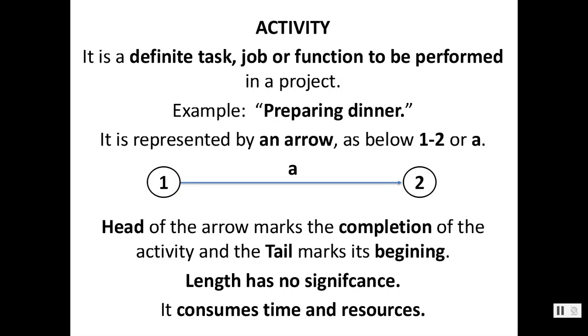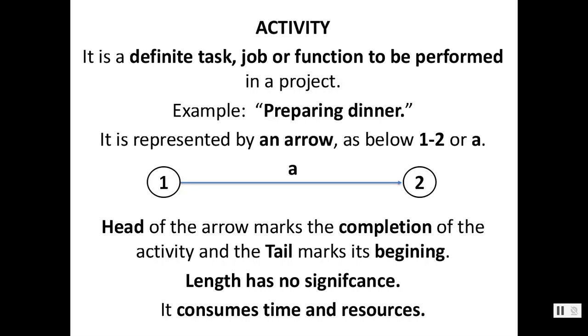Similarly, constructing a wall. The wall is under construction. Work is going on. Of certain width, length and height, the wall is required to be constructed. And this task is definite. It is assigned to a particular department or person of the project. So this is ongoing. This is activity.